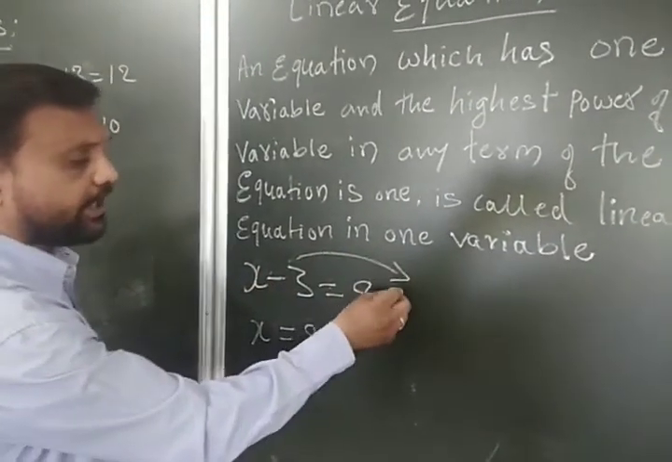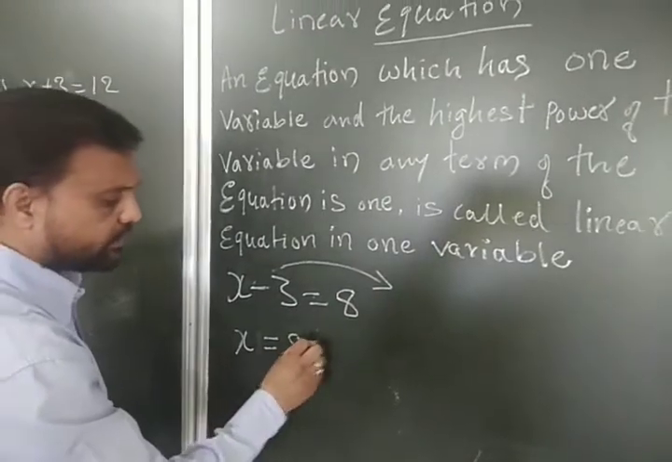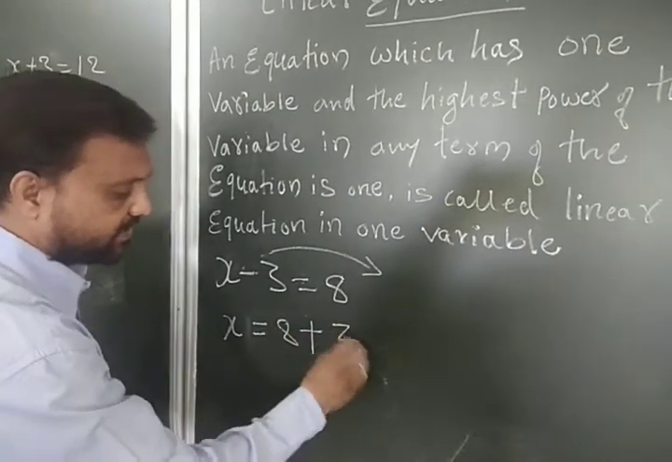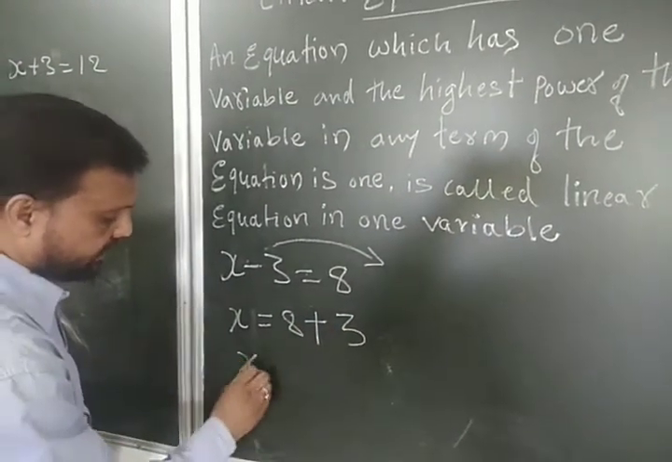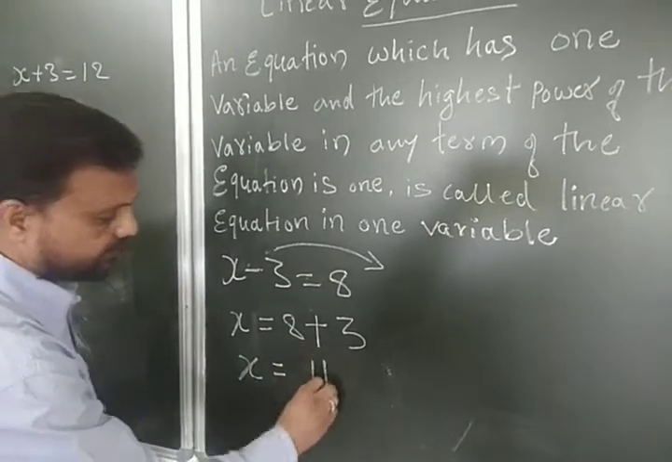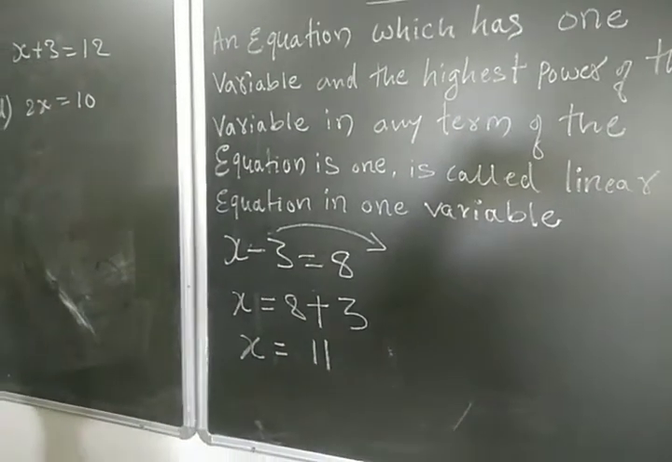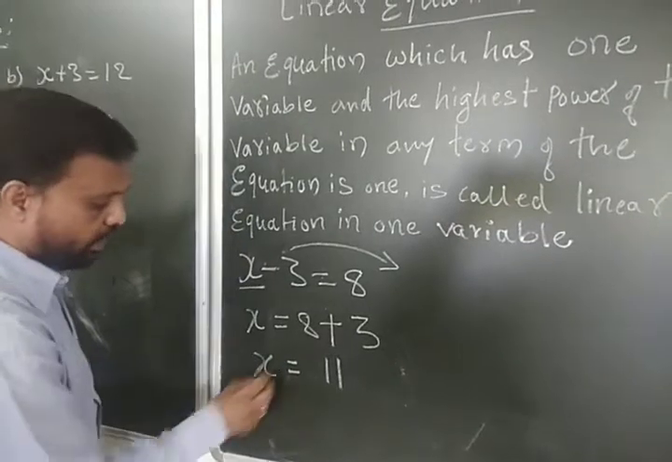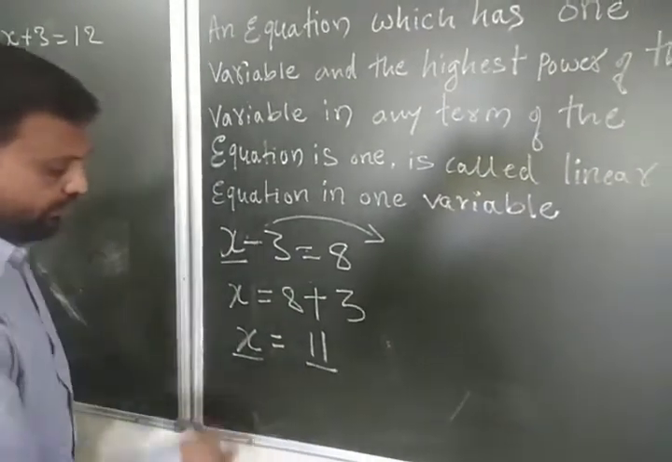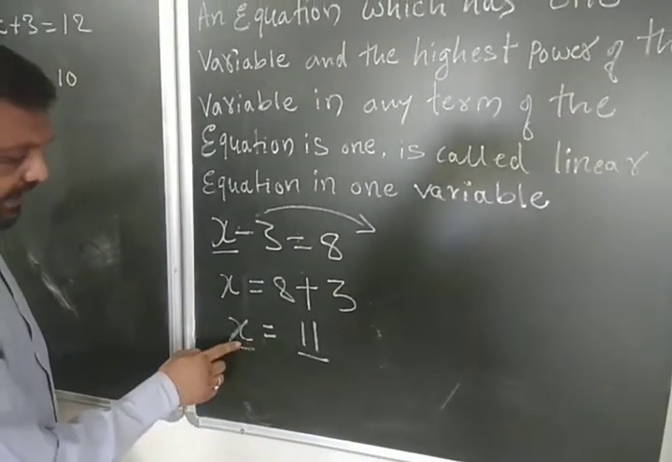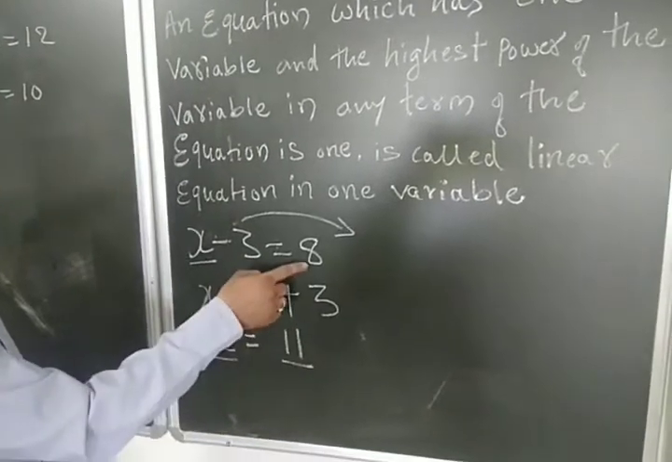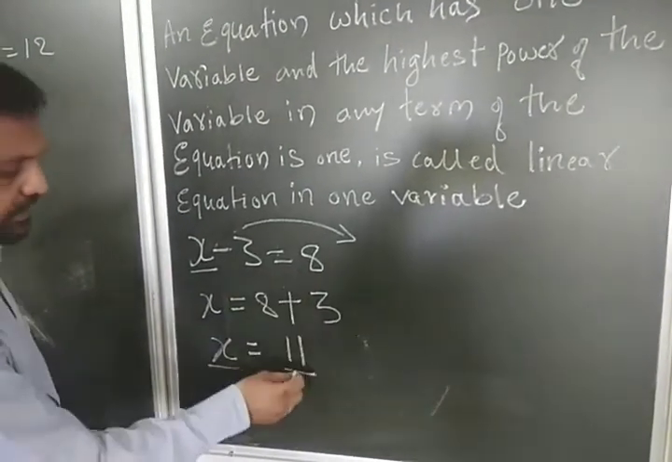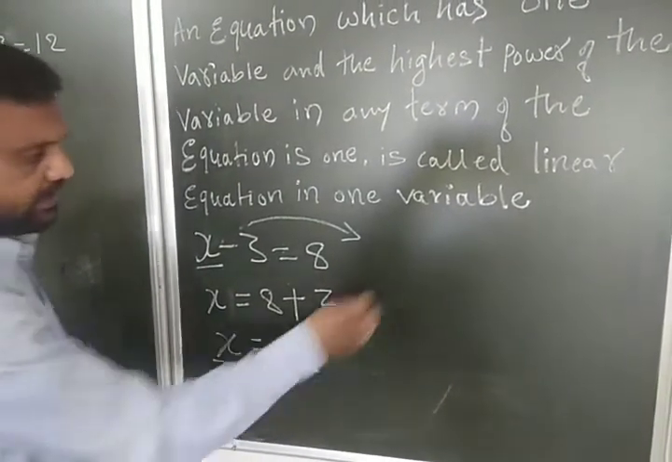We are transporting 3 to the RHS. When you transport minus 3, it became plus 3. Now x is equal to 11. It means the value of the variable is 11. Now we will substitute the x with 11 and we will check the answer is right or wrong. Substitute the x by 11.